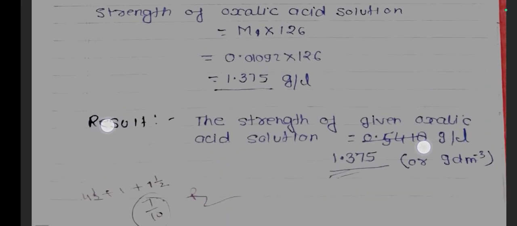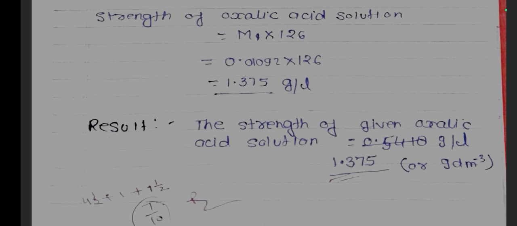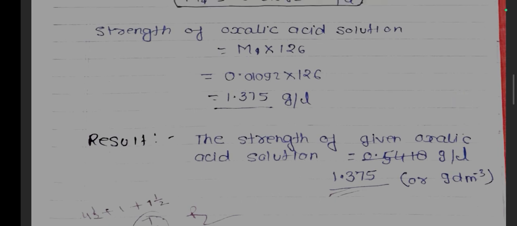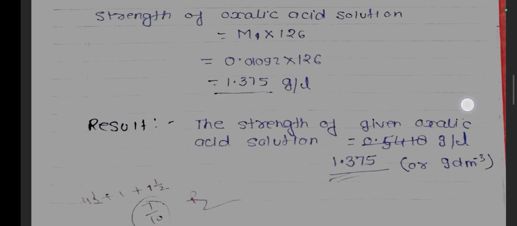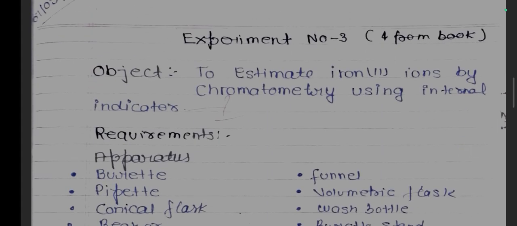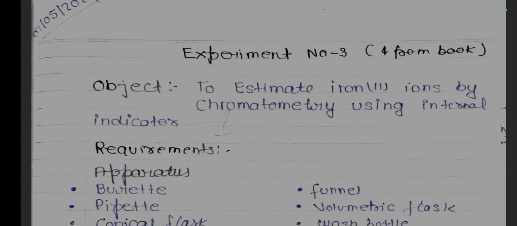And lastly, you can see the strength of the given oxalic acid solution is 1.375 gram per decimeter cube. And the next experiment is to estimate ferrous ions by titration using an internal indicator. There are three types of indicators.